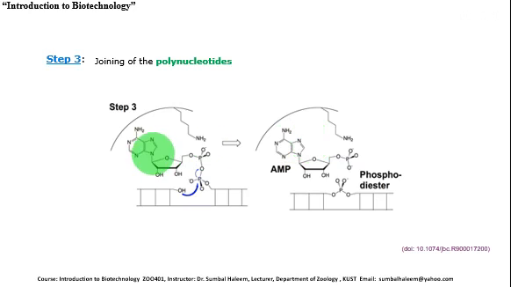Now, in the final step, the joining of the polynucleotide occurs. In this step, the ligase catalyzes attack by the 3' hydroxyl group of the nick on the DNA adenylate to join the polynucleotide and liberate the AMP. So this is how the phosphodiester bond formation occurs between the adjacent nucleotides.